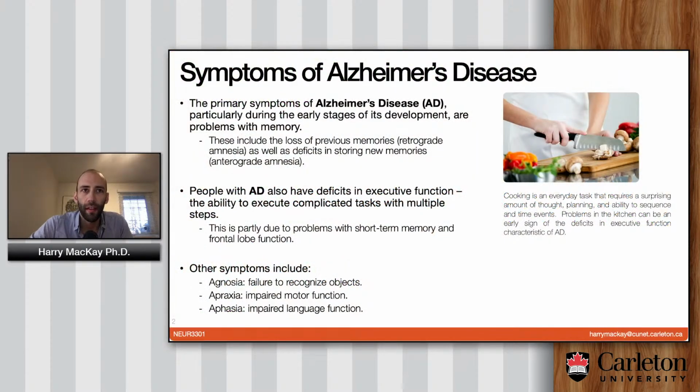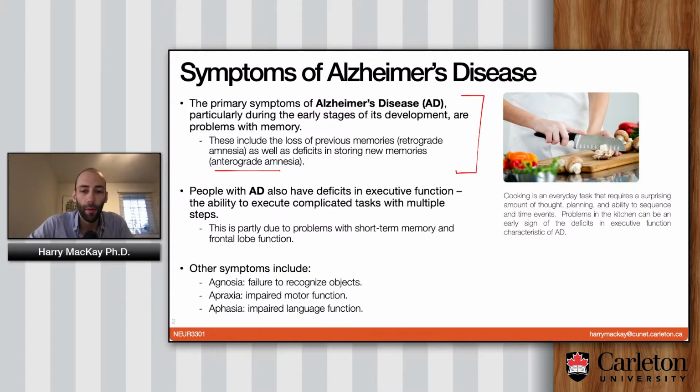So Alzheimer's disease is the classic or the most common type of neurodegenerative disease. It's not the only one. If we had a lot of time to spare, we could get into other ones like Parkinson's or Pick's disease and various other things. However, Alzheimer's is fairly well studied in the world of genetics and epigenetics, so I think it makes a pretty good test case. The primary symptoms, of course, are loss of previous memories, retrograde amnesia, as well as deficits in storing new memories. This would be anterograde amnesia.